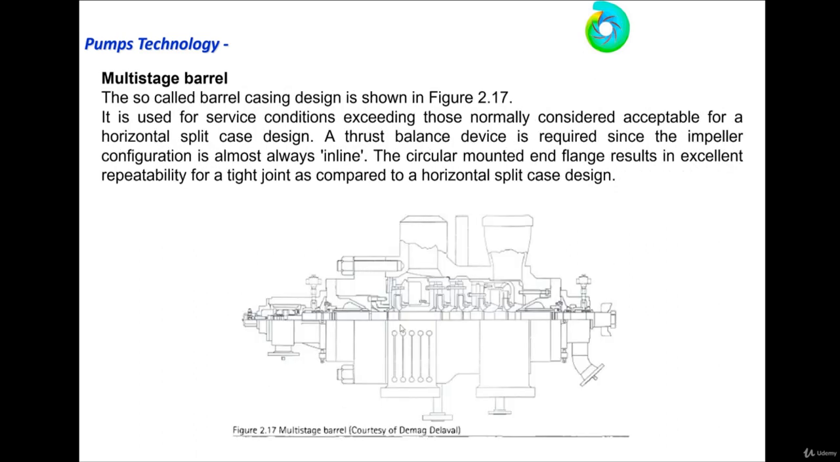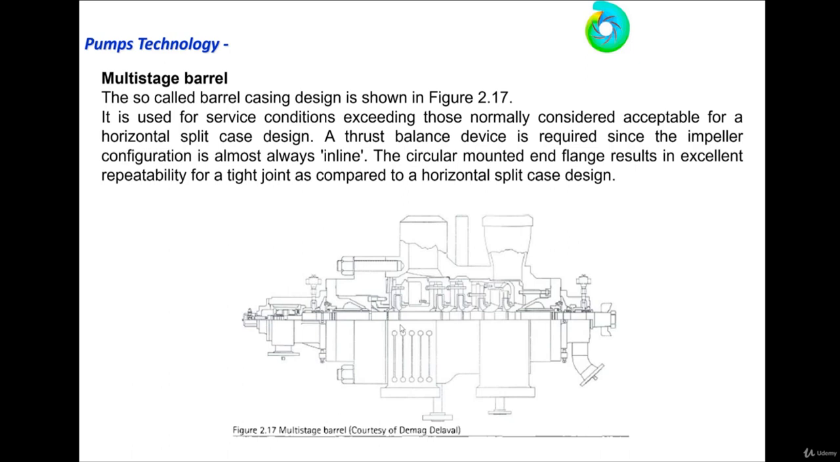Multi-stage barrel pump. It is the highest-rated pump that can be used in the centrifugal type. It's also called barrel design, barrel pump. It's used for service conditions exceeding those normally considered acceptable for horizontal split casing: for specific gravity less than 0.7, liquid temperature more than 600 Fahrenheit, or pressures more than 2000 psi. So it is at a higher price, it costs you more than axial split.